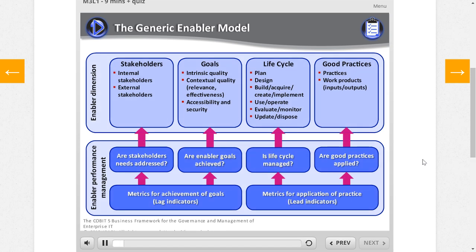Before we start, let's remember what we learned in Module 2 about enablers. The diagram on your screen shows the generic enabler model. We'll be referring to this throughout this module. It's a very important diagram. You'll remember the 4 enabler dimensions: stakeholders, goals, lifecycle, and good practices, and also the 4 questions that enabler performance management must answer. Are stakeholder needs addressed? Are enabler goals achieved? Is the enabler lifecycle managed? Are good practices applied? If you're unsure about these concepts, you might want to review Lesson 5 of Module 2 before continuing.